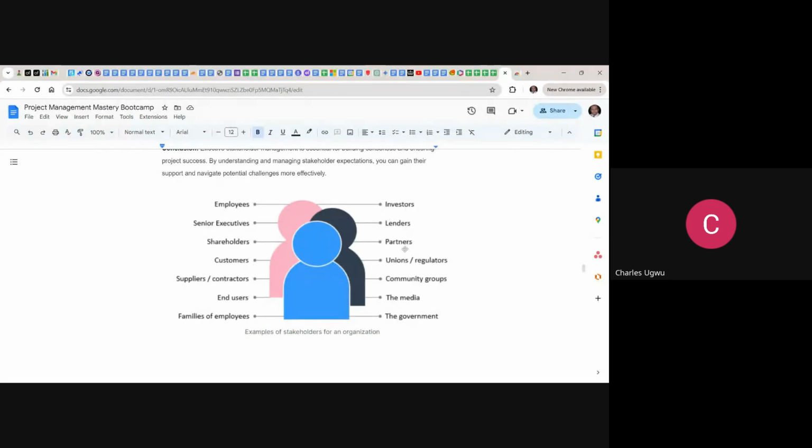Investors, lenders, partners, unions, and regulators, these are stakeholders. Community groups are stakeholders, where the organization is residing. For instance, if you go to riverine areas in Nigeria, like Port Harcourt or Delta area, you see all these Ijaw youths demanding one right or the other from these oil companies. These are community groups. They are stakeholders because it's their land, and what you are doing there is their oil, you know. So we have media.